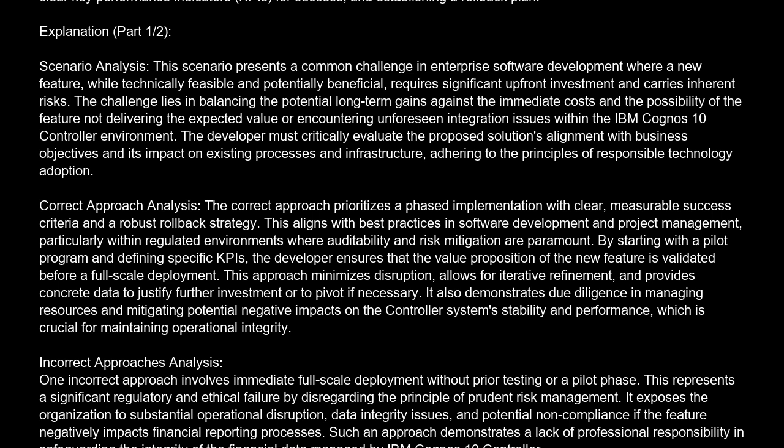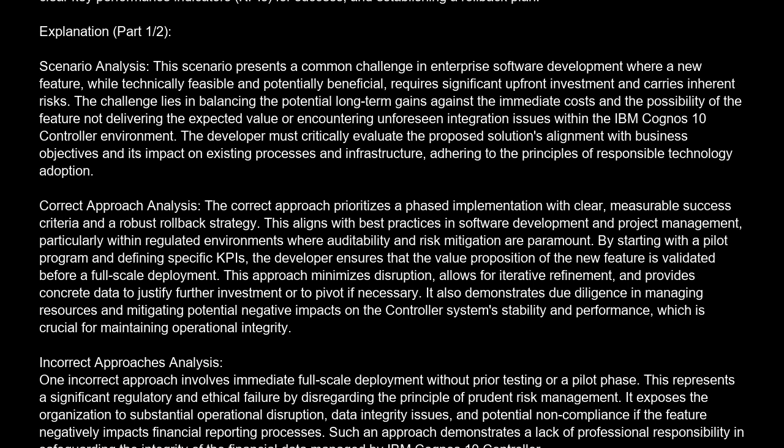Correct approach analysis. The correct approach prioritizes a phased implementation with clear, measurable success criteria and a robust rollback strategy. This aligns with best practices in software development and project management, particularly within regulated environments where auditability and risk mitigation are paramount. By starting with a pilot program and defining specific KPIs, the developer ensures that the value proposition of the new feature is validated before a full-scale deployment.